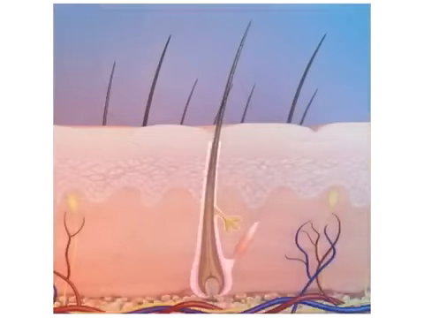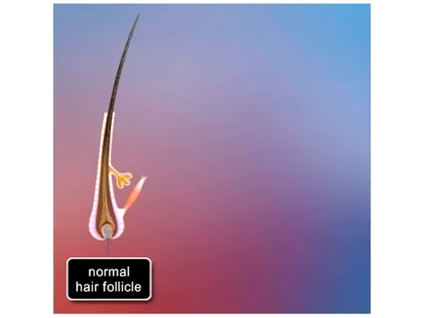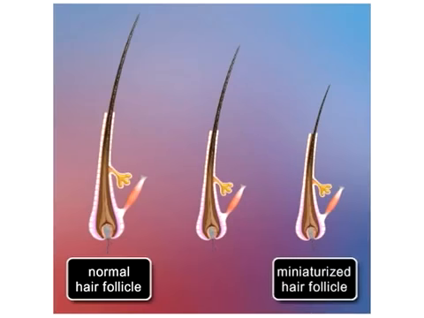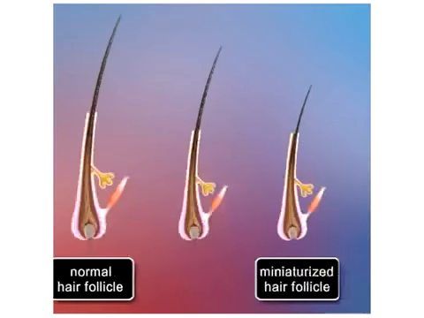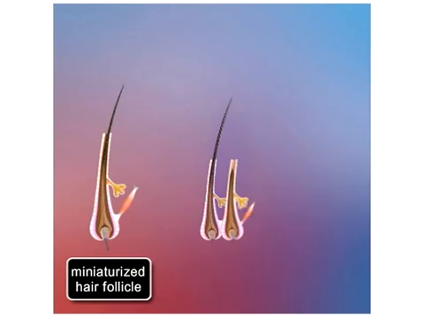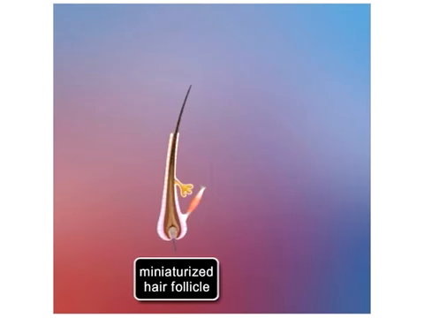Individuals experience pattern baldness when their hair follicles begin to miniaturize. As hair follicles miniaturize, the new hair shafts they produce become progressively smaller and finer with each successive hair cycle. Eventually, some of the hair follicles become too miniaturized and weak to generate hair and fall into a dormant state. Follicles can remain in a dormant state for a few years until ultimately they stop producing hair.